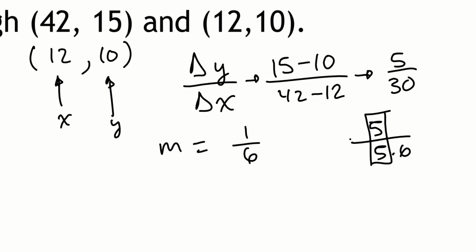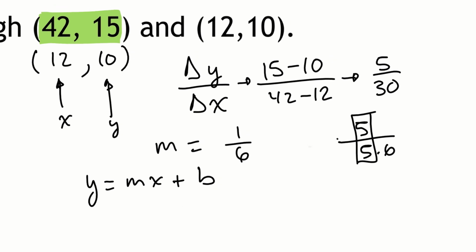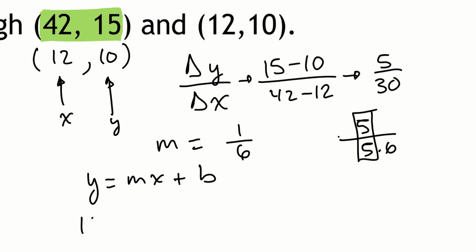And I'm going to do the same thing I did before. In fact, I'm going to use this point right here. I could use the other one. Maybe you want to use the other one to make sure you get the same answer. But you can see from that point, I've got a y value of 15. I have an x value of 42. And I already know my slope parameter. So I'm just going to put things into this. Y is 15 equals m, which is 1/6, times x, which is 42, and then plus b.